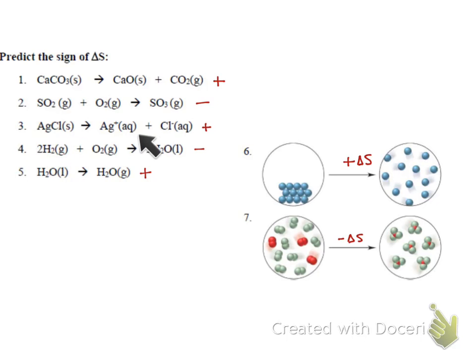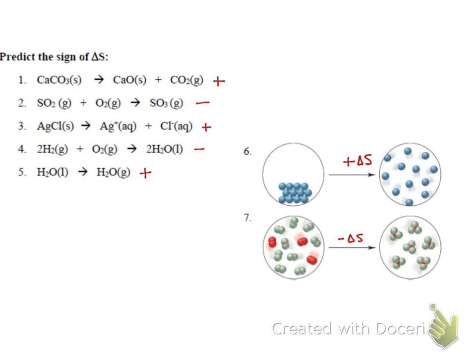Solid dissolving in water and making an aqueous solution, that's going to make more particles, so it's a positive entropy change. 2 moles of hydrogen plus 1 mole of oxygen gives us liquid water, which is much less disordered, so that would be negative. On the other hand, if we have liquid water and we vaporize it and turn it into a gas, that's going to be a positive entropy change.